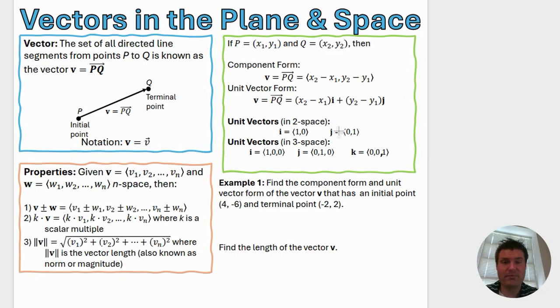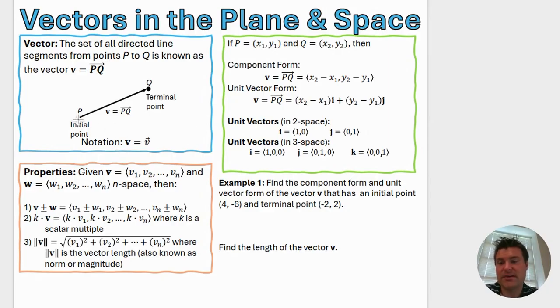I got 3 important boxes of information here. So first up, a vector is a set of all directed line segments from points P to Q, also known as a vector. I'm going to talk about the notation real quick. The bold notation means vector. Because you and I can't write in bold, we can type in bold, but we can't write in bold, we put a little arrow over that. So if you ever see these notations, this is the same thing. The little arrow means it's going to be a vector notation, or bold means it's vector notation as well.